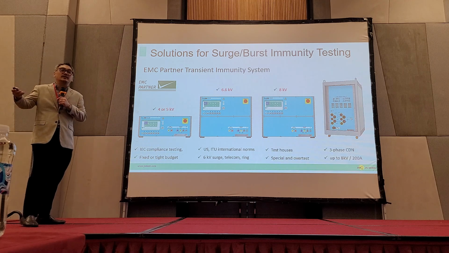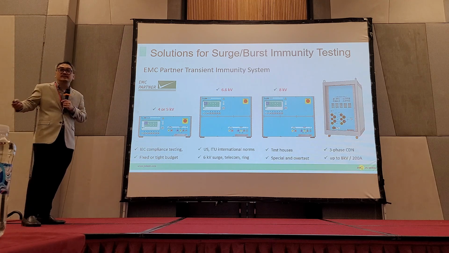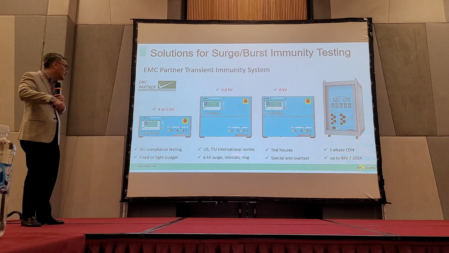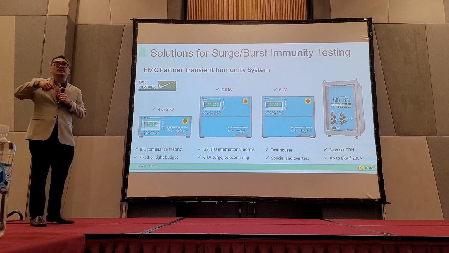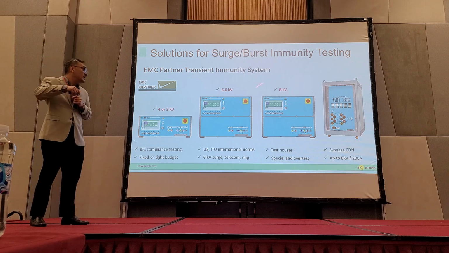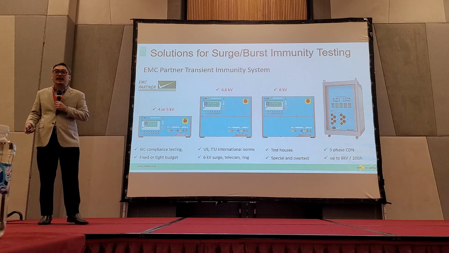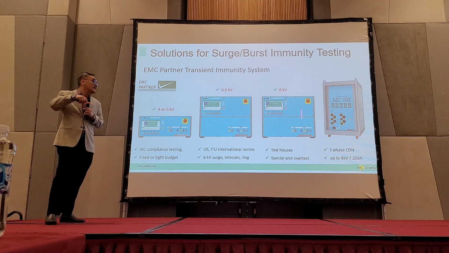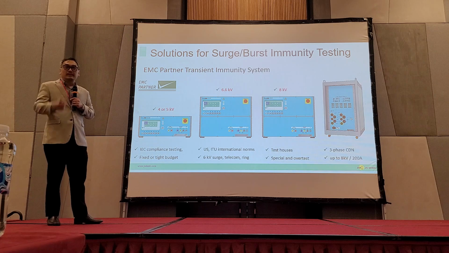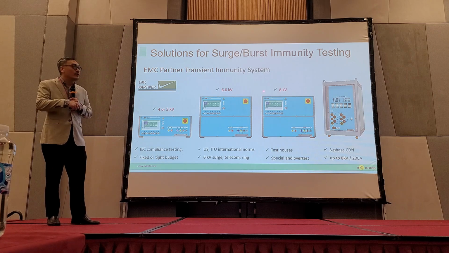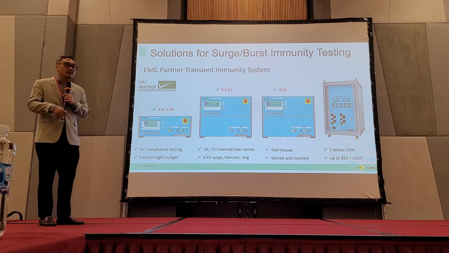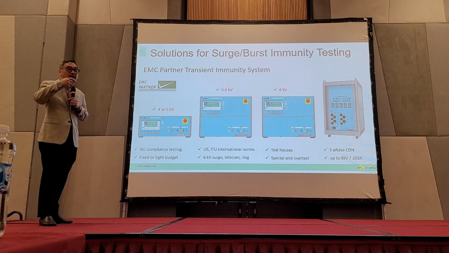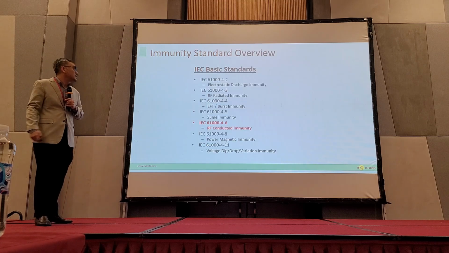If you are just doing TVs, television, or some household equipment, probably a single phase is enough. If you are doing some industrial air conditioner, maybe a 3-phase power supply is required, then you will require a 3-phase CDN. We have a demo of this surge and burst offsite as well. So you can come and have a look, and if you have more questions, we can discuss.